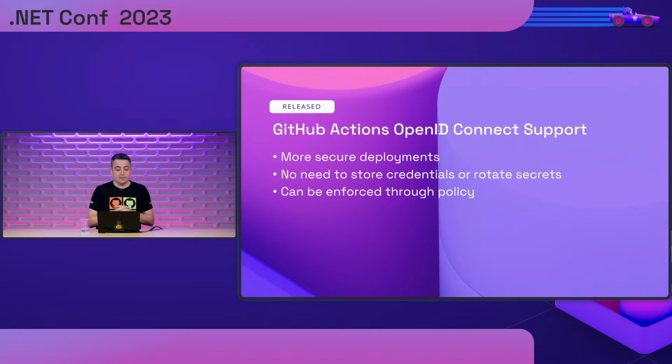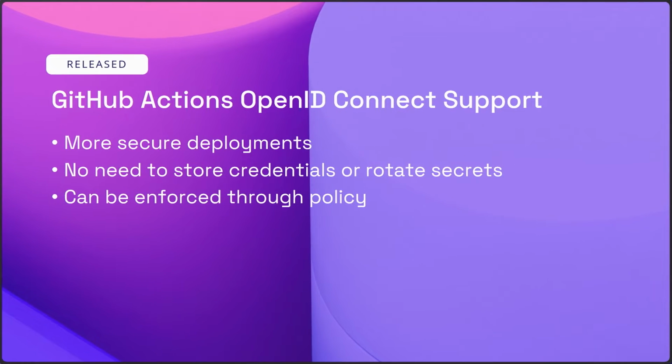Also new this week is support for GitHub Actions OpenID Connect. What this means is when you create a web app and you have it linked to automatically deploy from GitHub, you can use a managed identity. In this way, you're not having to store credentials on the GitHub side to then publish into the web app. It's all done through federated identity.